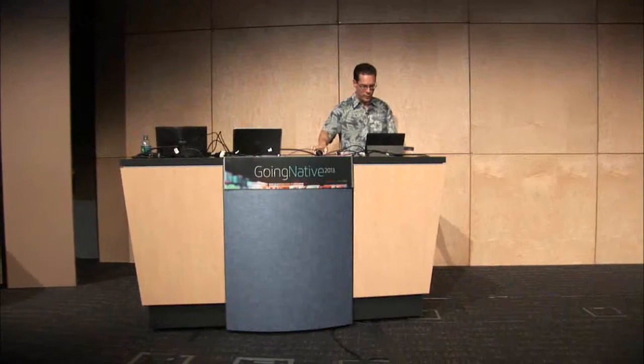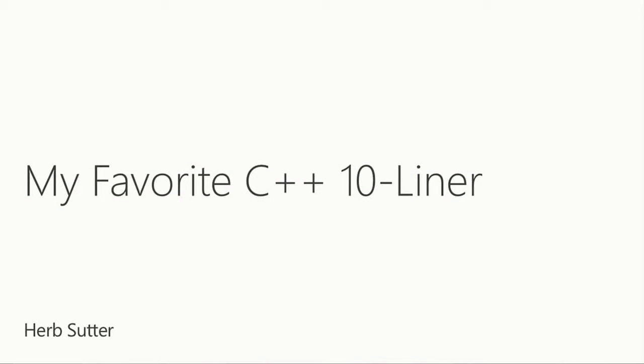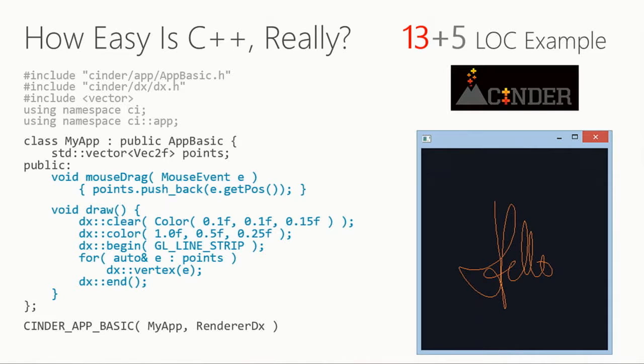So what we're going to do here is, let me make sure that I'm on the right slide. There we go. My favorite C++ 10-liner. You may know from earlier that I have a new favorite 13 line of code, but it's not 10, so I can't use it, unfortunately. But I'll use it to demonstrate that I am not counting includes and usings.